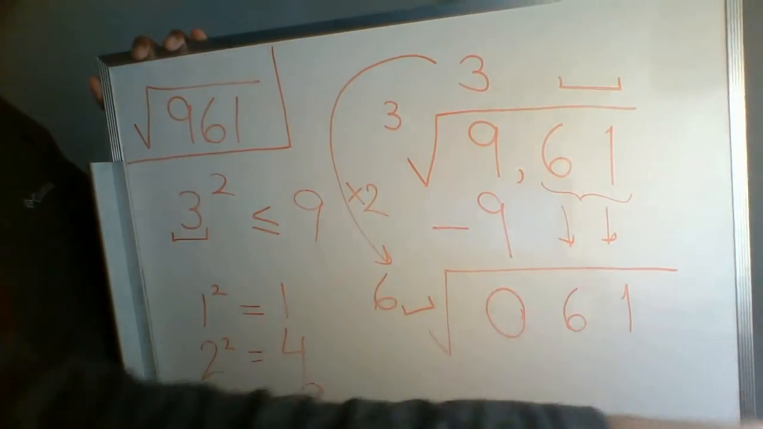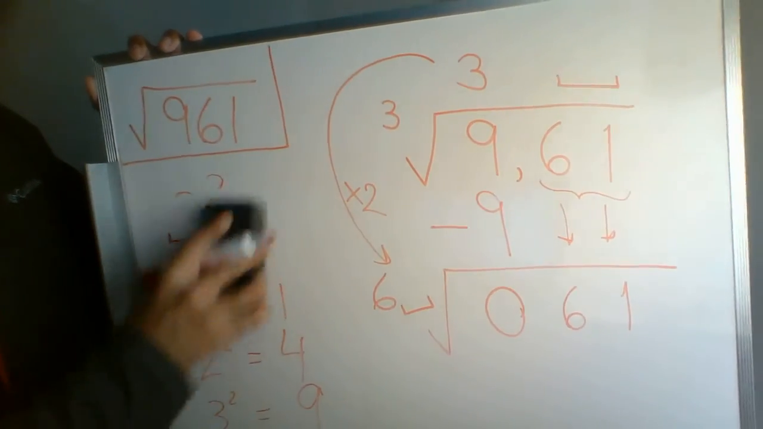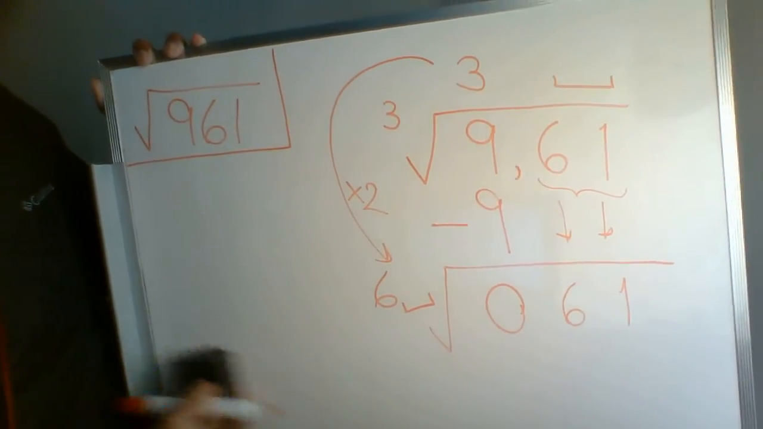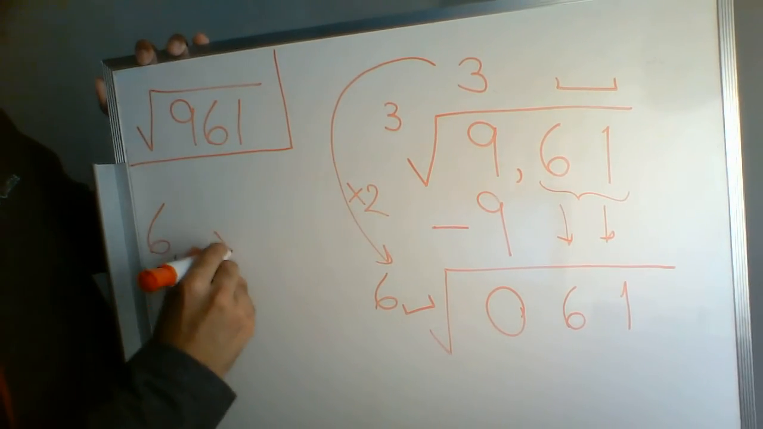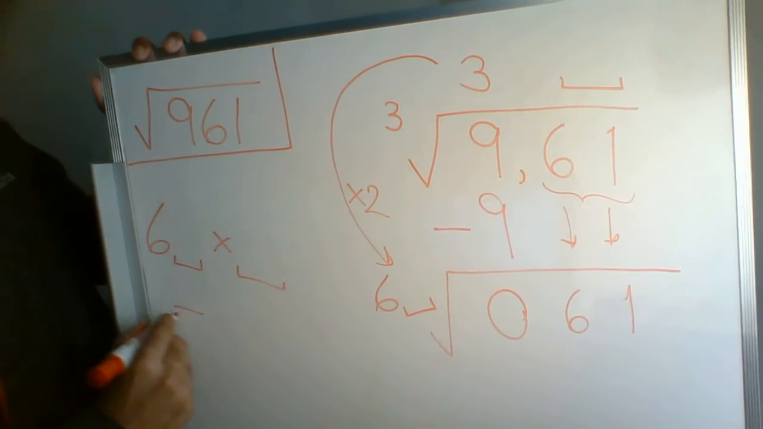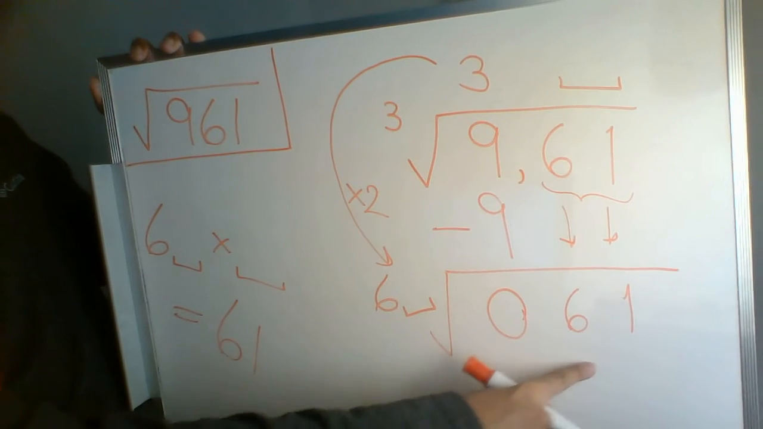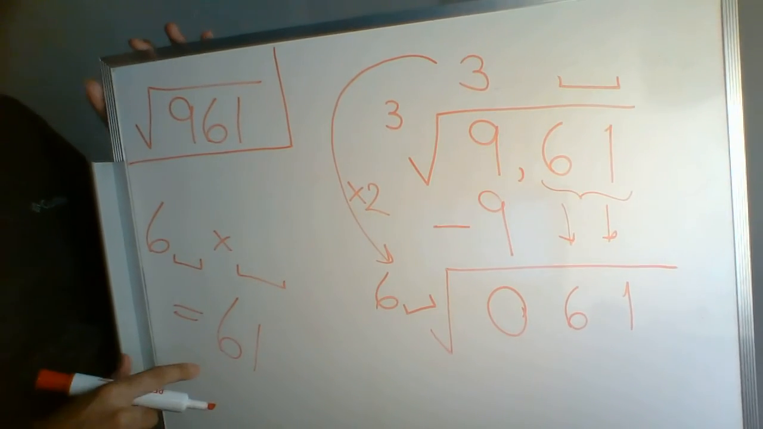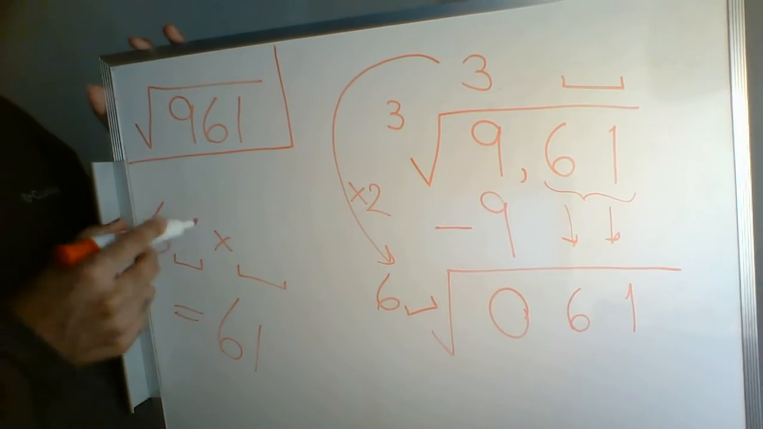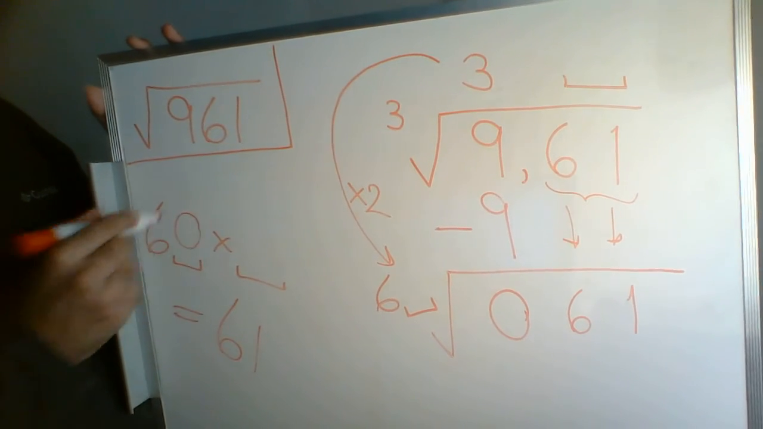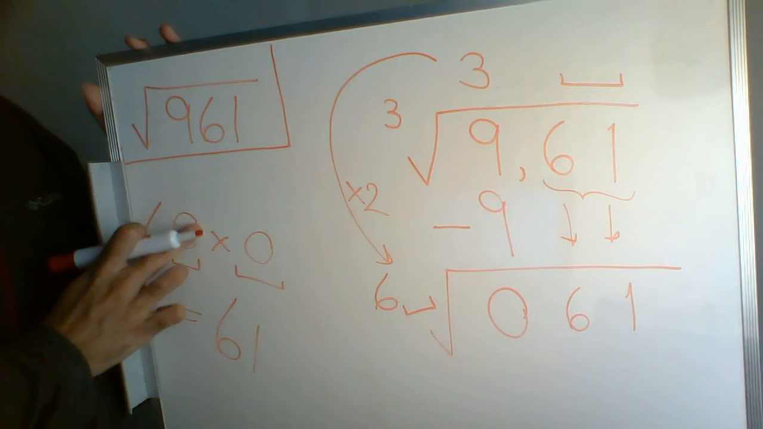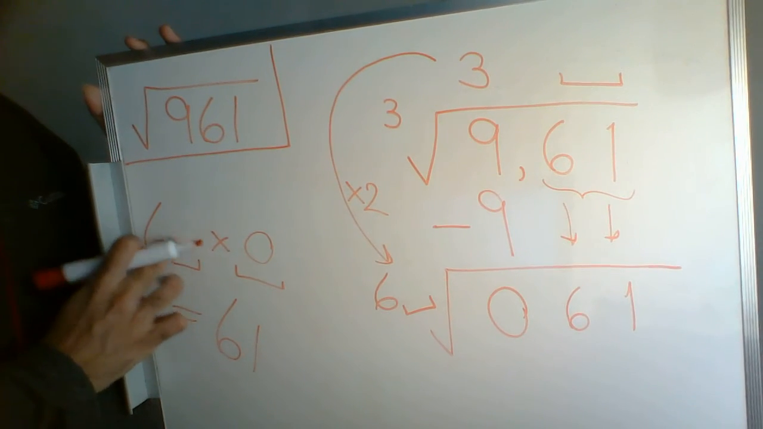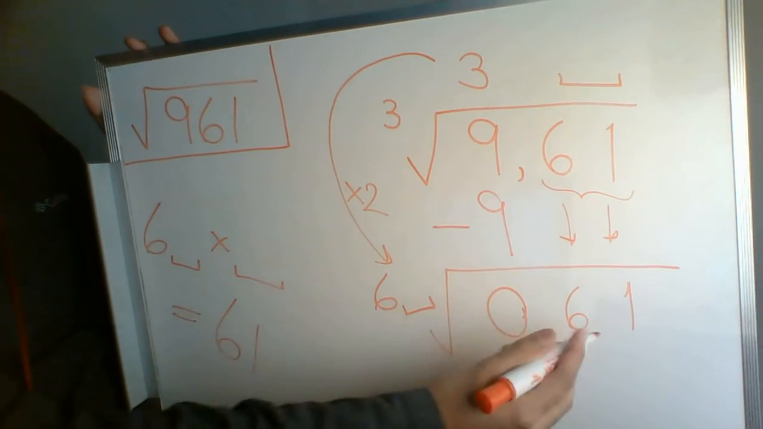So what we need now is 60 something times the same something that equals 61. That's what we need, that's the target. So if we did 60 times 0, where if we put a 0 here, we have to put a 0 there, that's going to give us 0. That's what we were getting last time. But that's not going to work this time, obviously, because we don't have zeros there.